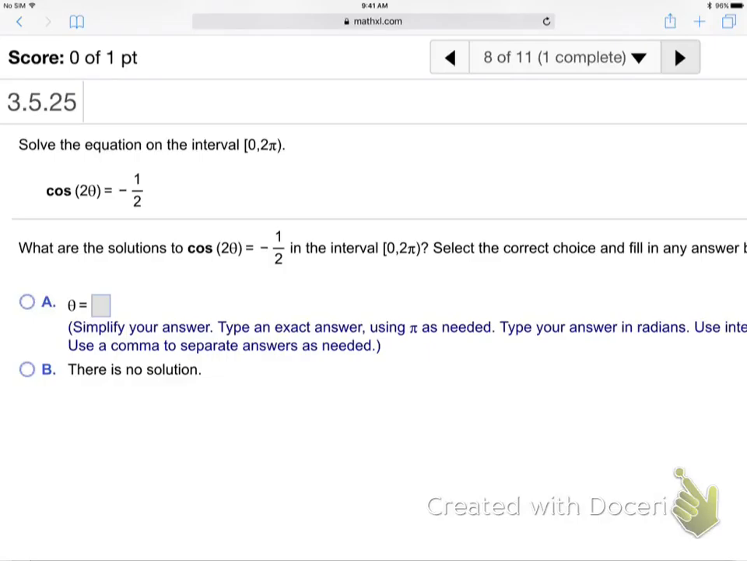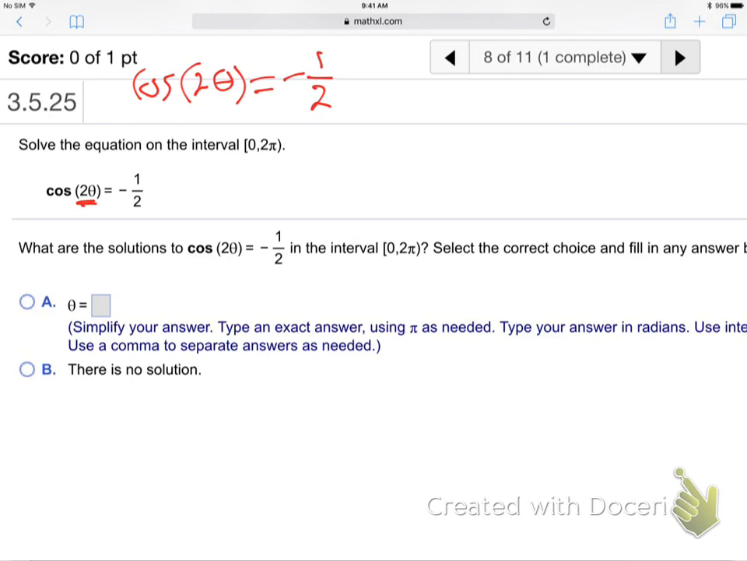So what's different on this one now is they have a 2 theta in there. They're saying cos of 2 theta is negative a half. We have a constraint. What are all the solutions in the... Oh, good, good. That's nice. So in other words, when they say 0 to 2 pi, let me explain it at the end because this one's a little tricky. So go ahead, just do the normal thing.